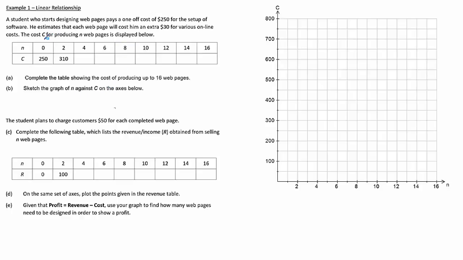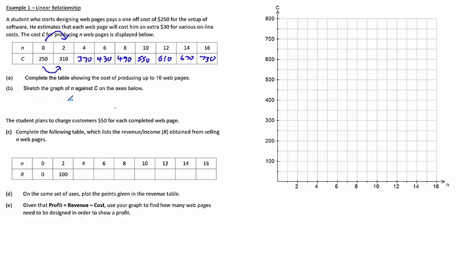So we can see here that there are 2 additional web pages, and so this one has gone up by 60. And since these go up in 2s, we're going to go up in 60s. So this one here should be 370. Then we'll have 430, 490. Then the next one will be 550. Then 610, 670, 730.